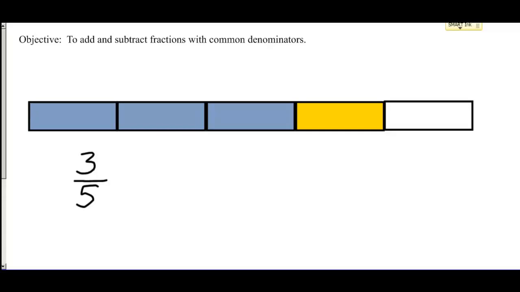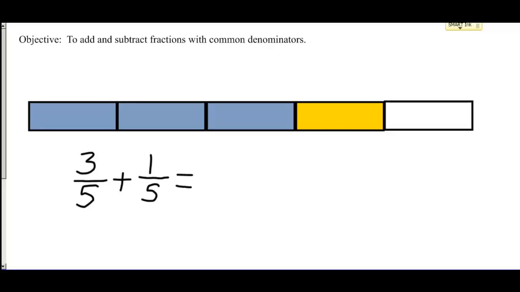So the question is, how many boxes are shaded? Well, now I need to add another fraction here. There's a yellow box shaded. How many yellow boxes? There's 1. Now I have to go back and ask that question again. How many total boxes are there for my denominator on the bottom? And the answer is 5.